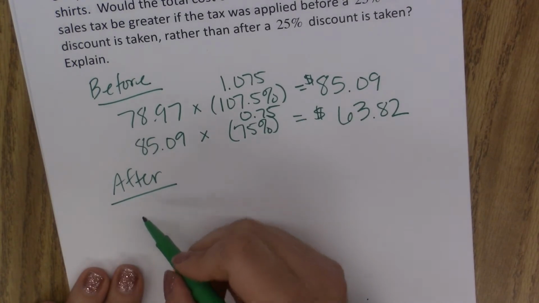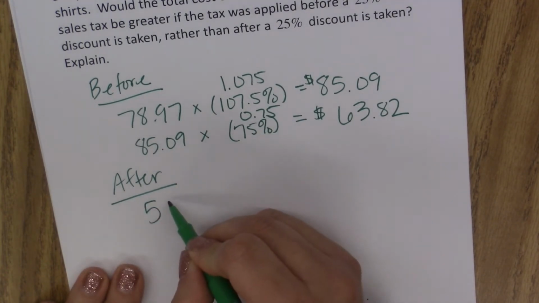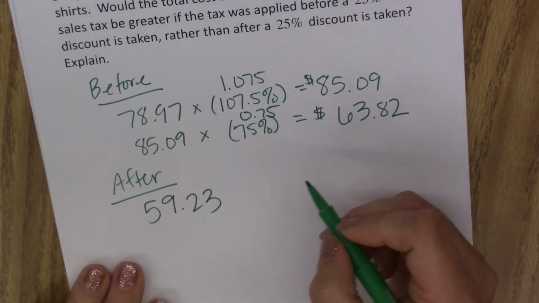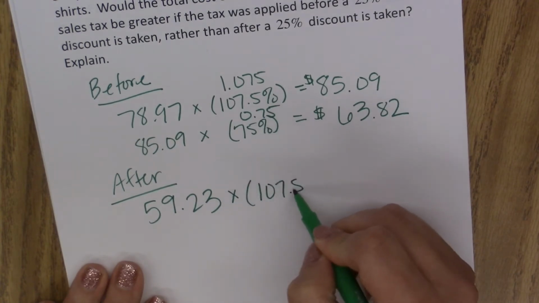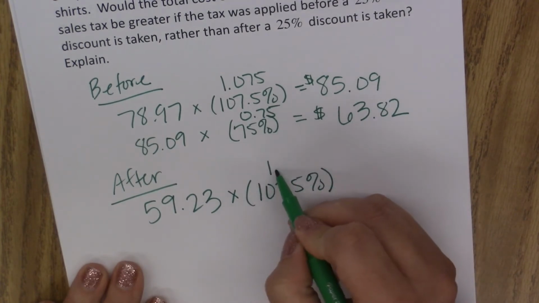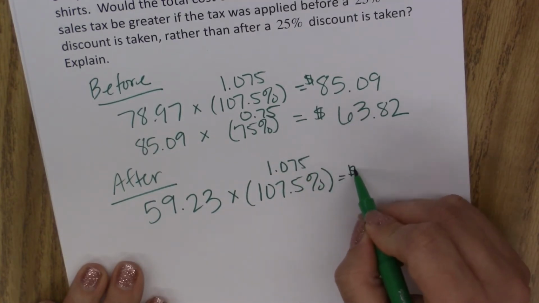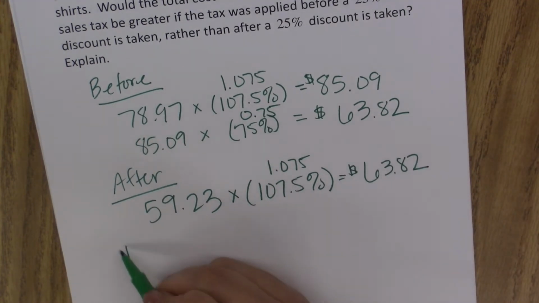Now let's look at what it would look like if we did it after. Okay, so we know that our total from our previous question, after the discount, was $59.23, and then we want to add on our tax. So we're going to do 107.5% of that, so 1.075, and when we multiply, you get $63.82. So in this case, it doesn't matter.